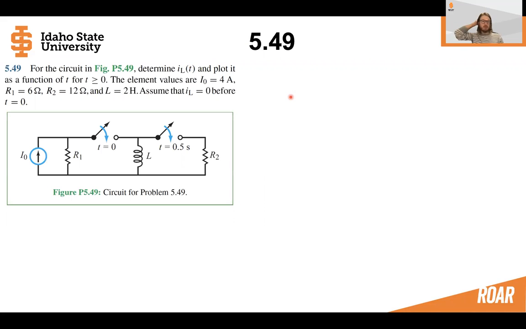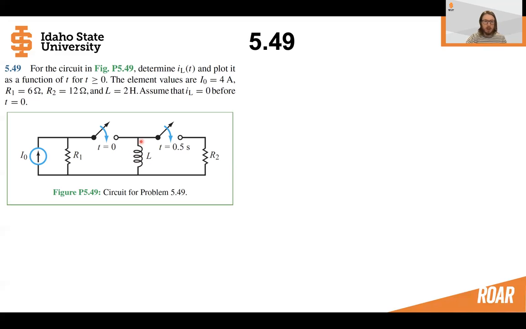This problem gives you a circuit. The circuit has two different switches in it, so we have two switches that flip at two different times. We know the circuit element values: we know the current, we know the resistor values, and we know the inductance of the inductor. So let's come up with some equations to find IL, which is the current through this inductor right here.